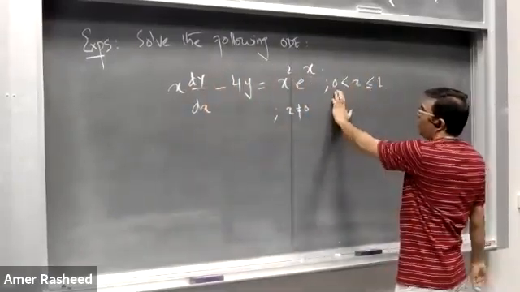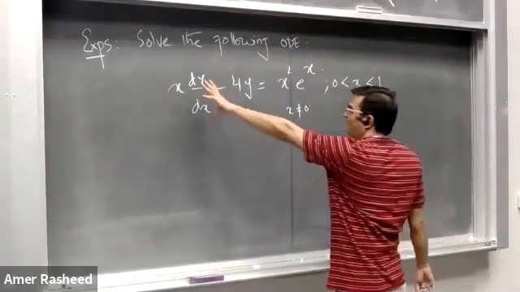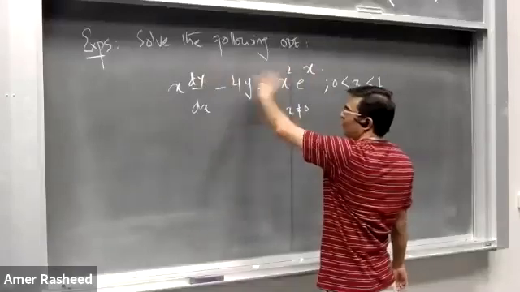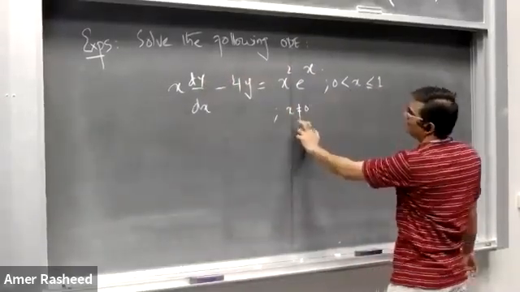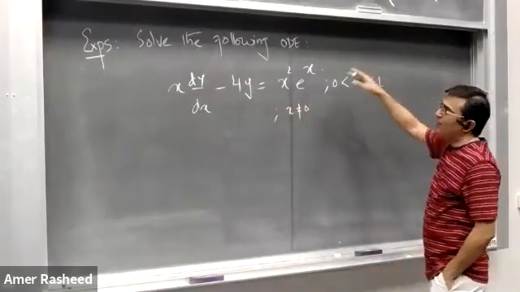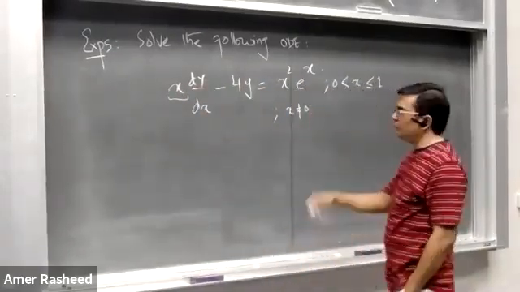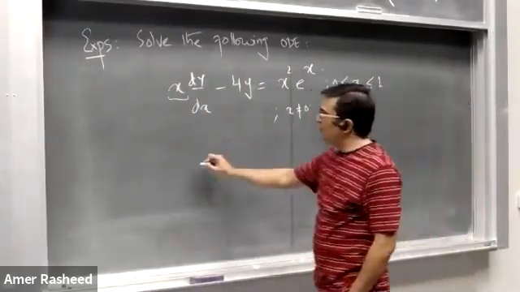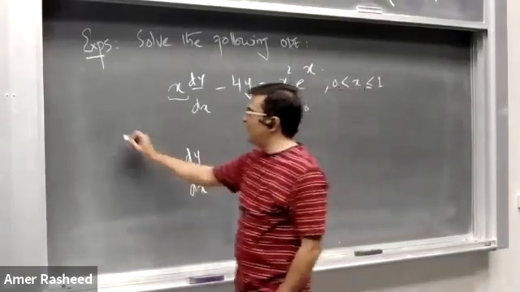So if x is greater than 0, then we can divide this whole equation by x. It means x cannot be 0 here. So you have to look at the domain of the differential equation as well before dividing by this coefficient function throughout this equation. So what we do, we are going to convert it into the standard form first.